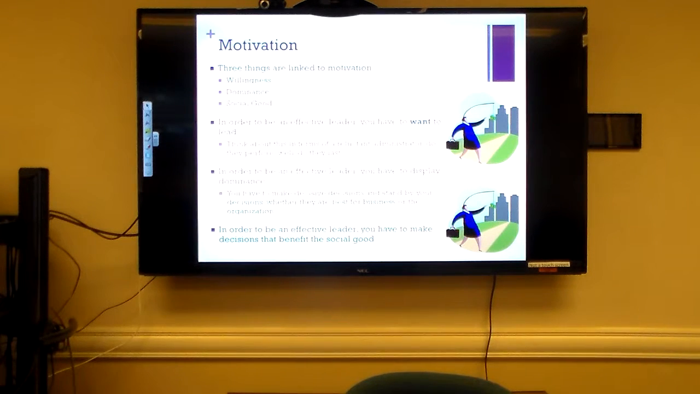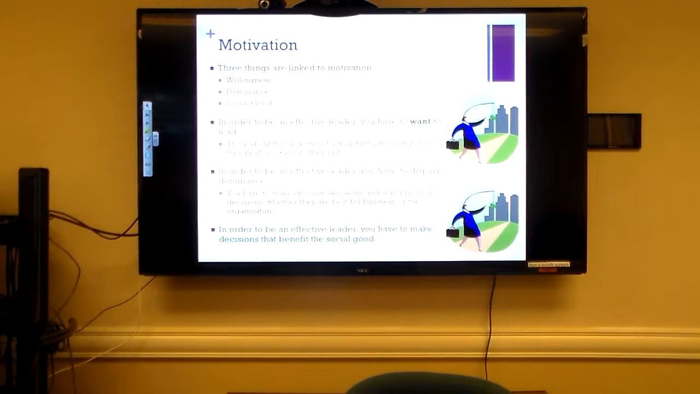So, when you think about motivation, there are 3 things that are linked to motivation: willingness, dominance, and social good. My belief is to be an effective learner, to be an effective leader, you have to actually want to lead. Administrators that get put in the position and don't want to be administrators, that can be an issue and that can be a problem. They don't last. They have this idea that they're going to go in and going to do it, but you can tell that they're there and they don't want to be there.